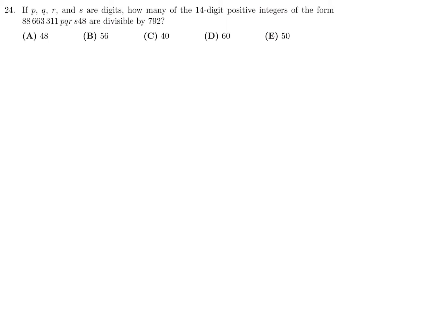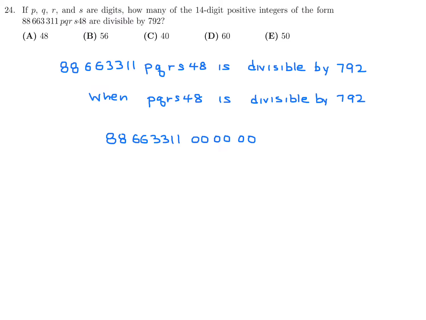If P, Q, R, and S are digits, how many of the 14-digit positive integers of the form 88663311PQRS48 are divisible by 792? Well, if this is divisible by 792, then that means that this is divisible by 792. So I'll write that out. 88663311PQRS48 is divisible by 792 when PQRS48 is divisible by 792.